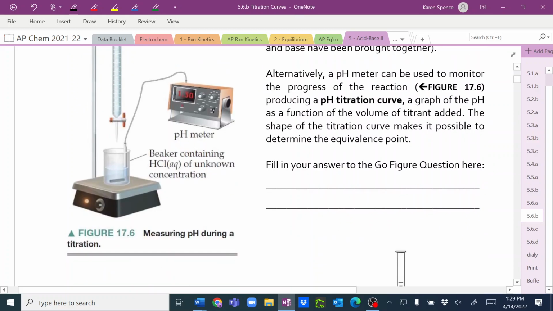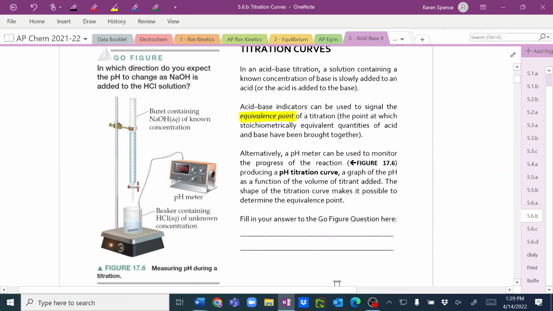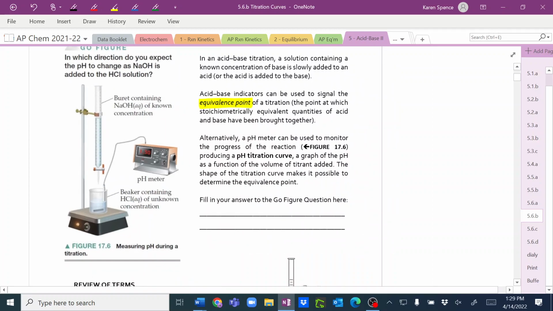So what is our go figure? In which direction do you expect the pH to change as NaOH is added to the HCl solution? Up or down? Is pH going to increase or decrease? It's going to increase, yes. Increase, excellent. Let's get a pen that works. Increase.